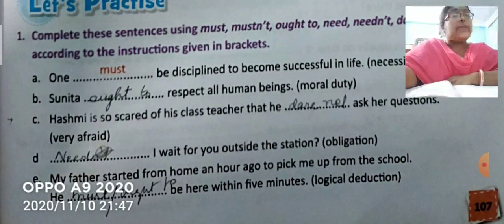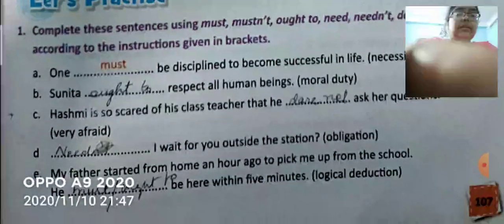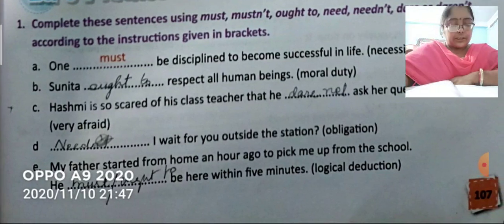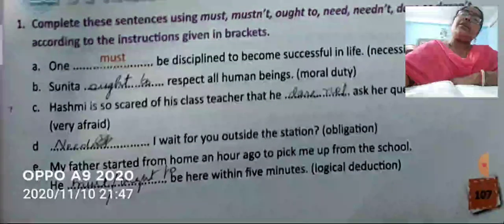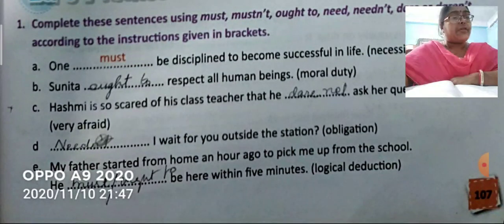Need I wait for you outside the station? An obligation there. Obligation in question. The next is, my father started from home an hour ago to pick me up from school. He ought to be here within 5 minutes. But if you write he must be here, even then it's not wrong. You can write.